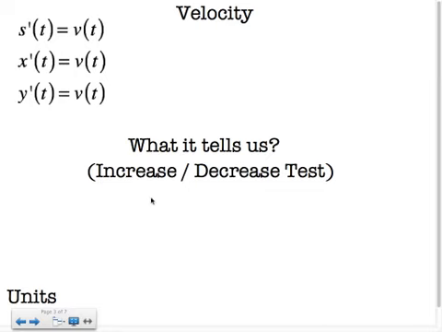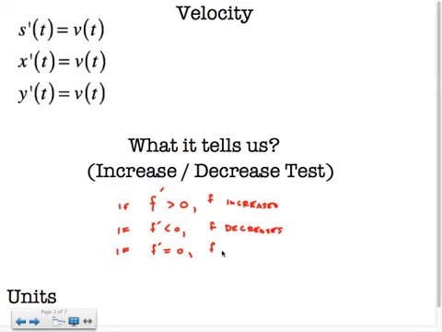So let's review real quick the increase-decrease test. We took a function's derivative. We called our function most of the time f. And if f prime was more than 0, then that told us that f increased. And on the other hand, if the derivative of f was less than 0, then f decreased. And if f prime happened to be equal to 0, then f was not changing, f was constant. f had a horizontal tangent line. So f has no change.